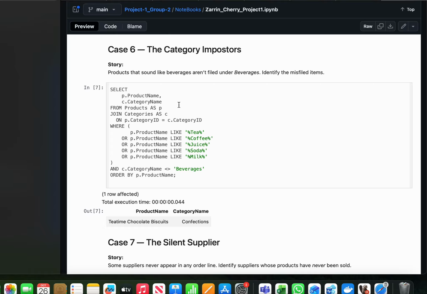That one makes sense. It's technically a snack, not a drink, but this shows how naming conventions can cause confusion in databases if categories aren't consistent. This mystery helped me see how SQL's text matching tools can be used to clean and organize data properly.